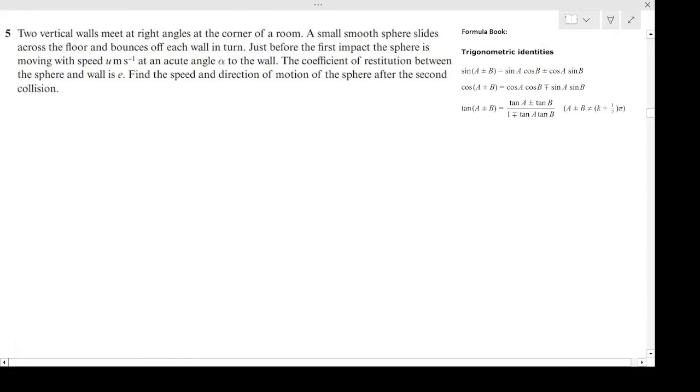Okay, so we've got this question here. We're told two vertical walls meet at right angles at the corner of a room. A small smooth sphere slides across a floor and bounces off each wall in turn. Just before the first impact, the sphere is moving with speed u at an acute angle alpha to the wall. The coefficient of restitution between the wall and the sphere is e. Find the speed and direction after the second collision.